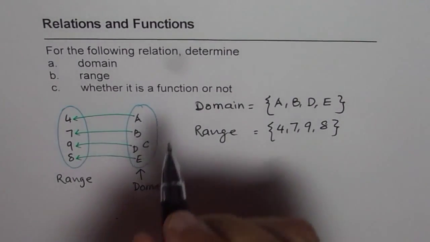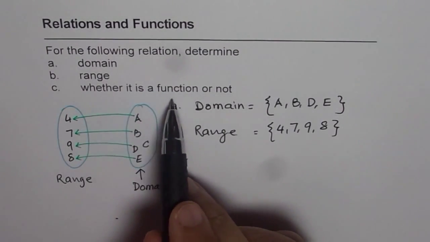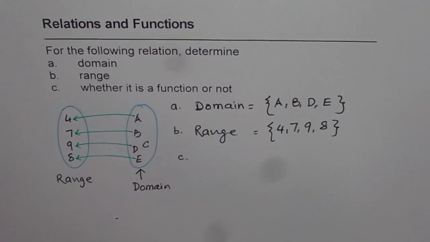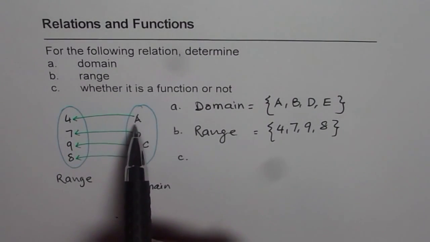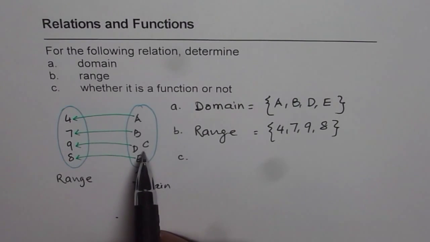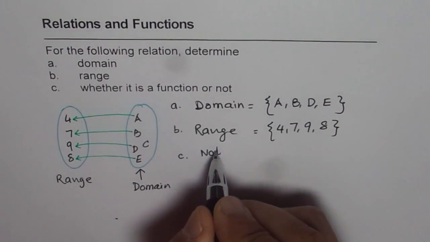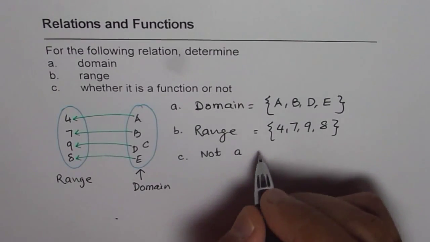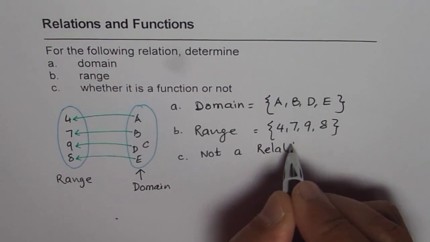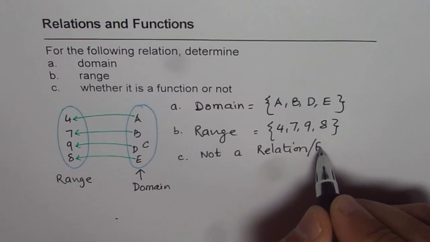Now the second part is, the third part is, this is A, this is B, and then C is whether it is a function or not. How do you decide that? Now, every element of the domain should be associated with some element in the range. But what we see here is that C is not associated with anything, and therefore it is not a function. I should say it is not a relation also. So let me write it is not a function and it is not a relation also.